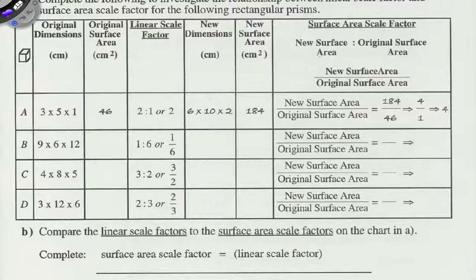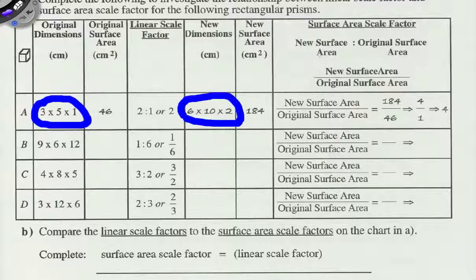If we apply a linear scale factor of 2 to 1, that means all these dimensions here get multiplied by a factor of 2. So instead of having 3, 5, and 1, we'll go to 6, 10, and 2.